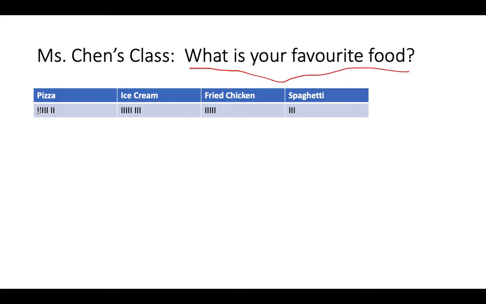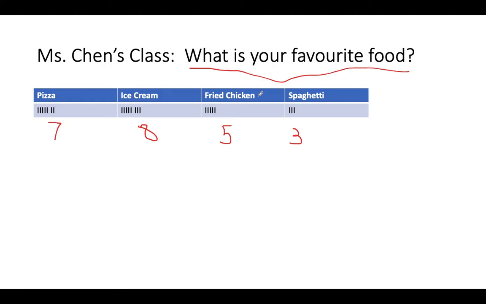I can see that I have 1, 2, 3, 4, 5, 6, 7 people like pizza. I can see 1, 2, 3, 4, 5, 6, 7, 8 people chose ice cream as their favorite food. And 1, 2, 3, 4, 5 people chose fried chicken. And 1, 2, 3 people chose spaghetti. Okay, so I can read this table. I can look at the different columns and figure out how many people chose each different kind of food. But when it comes to comparing the data, and if I want to be able to read that information quickly, this is maybe not the best way to present the data.